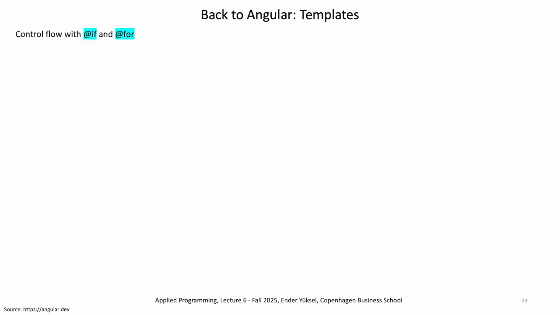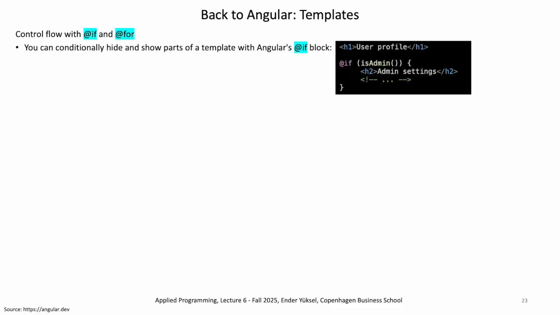Control flow with if and for. You can conditionally hide and show parts of a template with Angular's if block. In this example, the first line is regular HTML. We have heading 1, user profile, which always renders. Then comes an if block. This one conditionally renders the content based on whether isAdmin returns true.